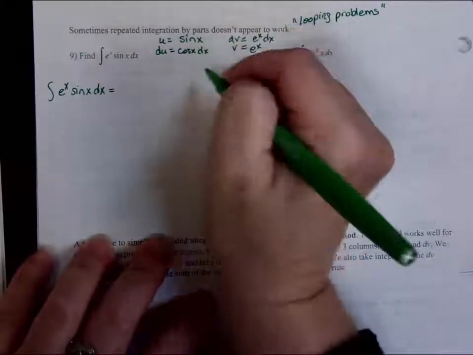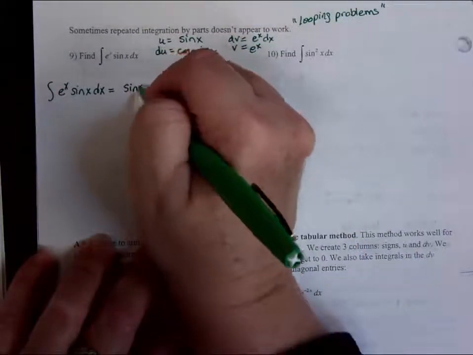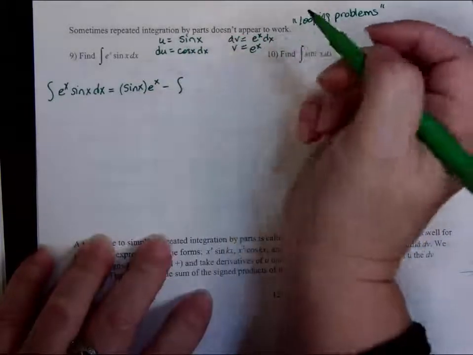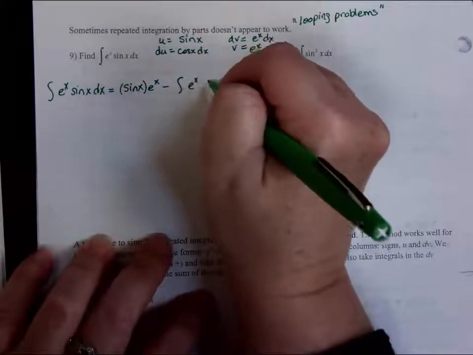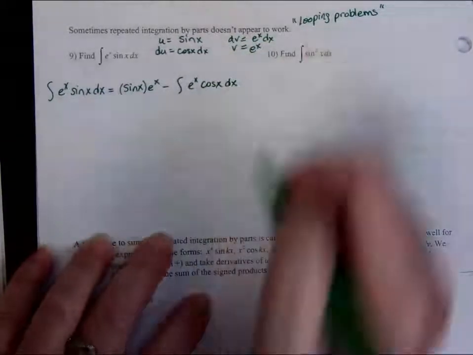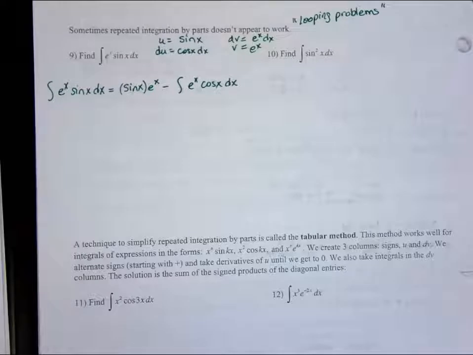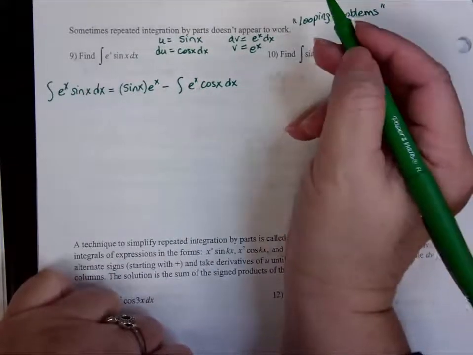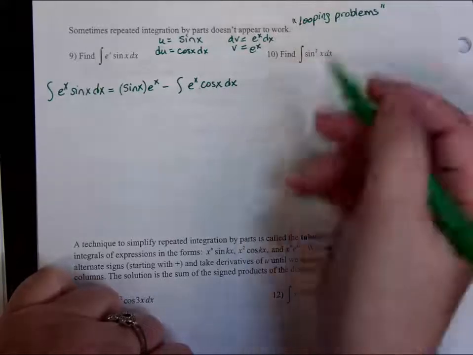So uv, sine of x times e to the x, minus voodoo, e to the x cosine of x dx. Okay? So we did our ultraviolet voodoo. And our integral at the end is no better than it was when we started, is it? It's still got two looping functions, and that's okay. So what that means is we've got to do the u dv thing again.